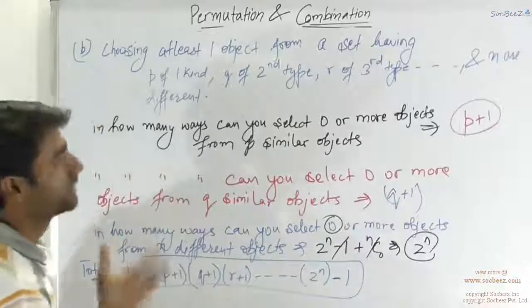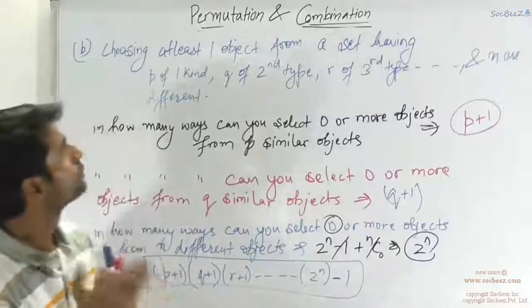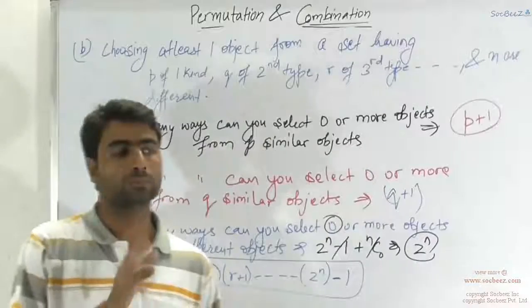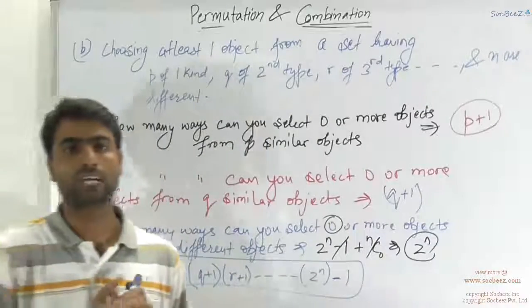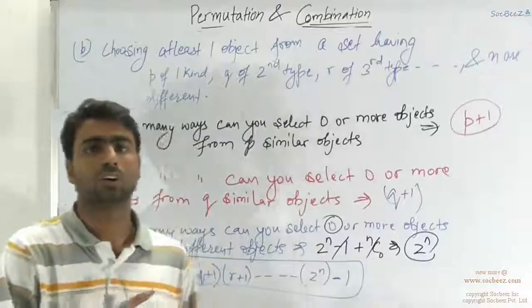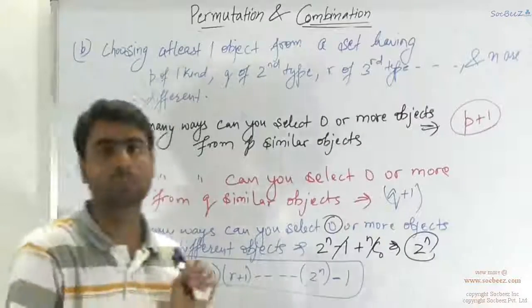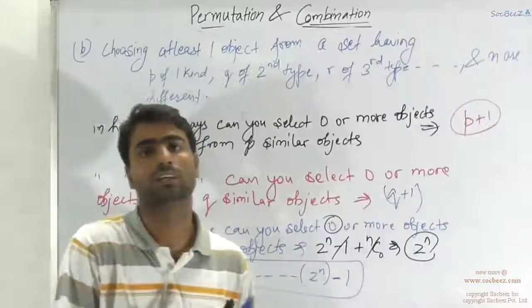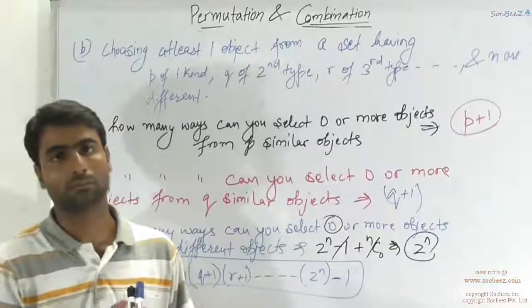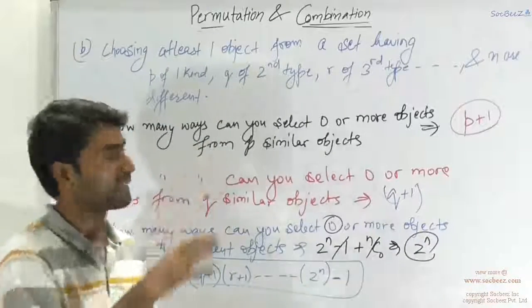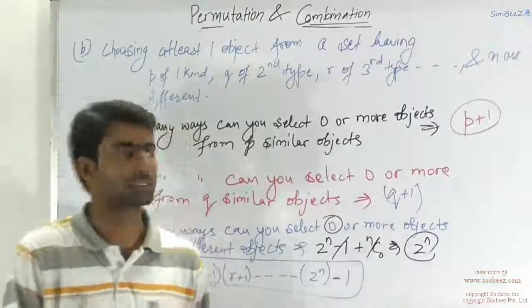So these were the 3 basic problems on choosing at least one object from 3 different scenarios, that is all are different objects, all are same type objects, and the third case was a combination of similar and different type of objects. So these were the 3 basic problem sets we are discussing in this class.